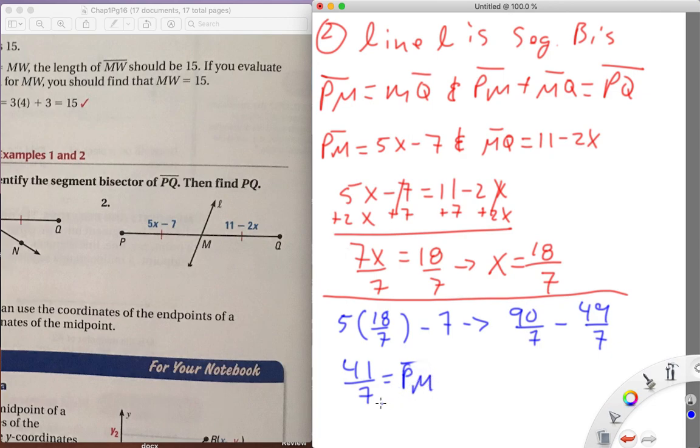Okay. So PM is 41 over 7, so I know PQ is double that. So 41 over 7 plus 41 over 7 is 82 over 7. And that would be my PQ. And I will leave it at that. It would have been so much easier if it was 42 over 7.